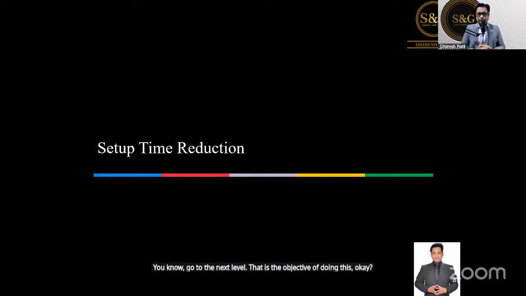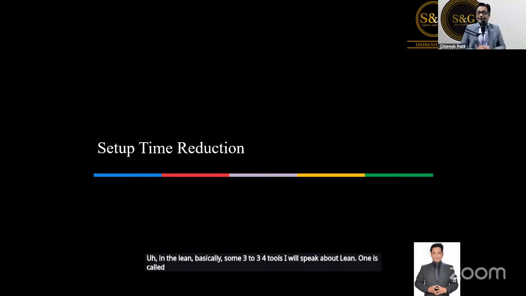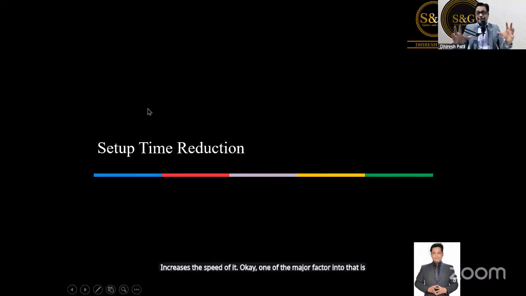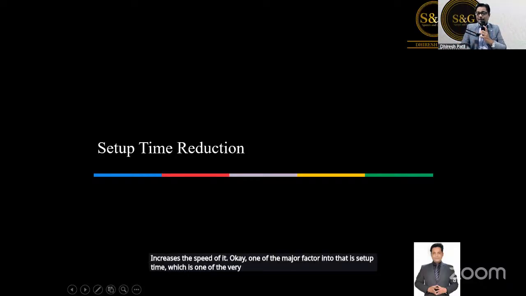Super. So now let's talk about some of the improvement tools in lean. Basically, some 4 tools I will speak about in lean. One is called setup time reduction. If you remember, lean reduces the time and increases the speed. One of the major factors in that is setup time, which generally started from the automotive industry, but it is applicable in every industry, by the way.